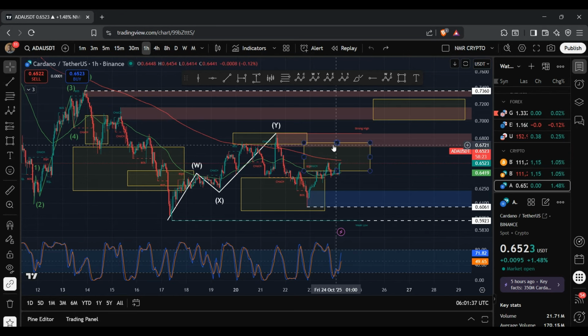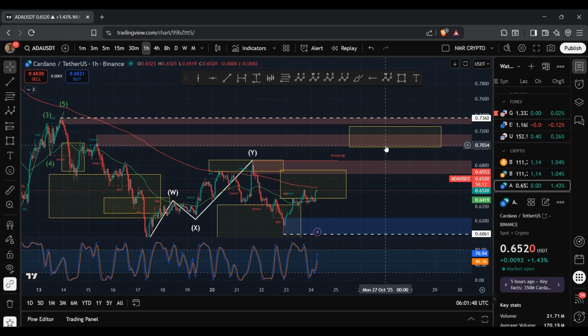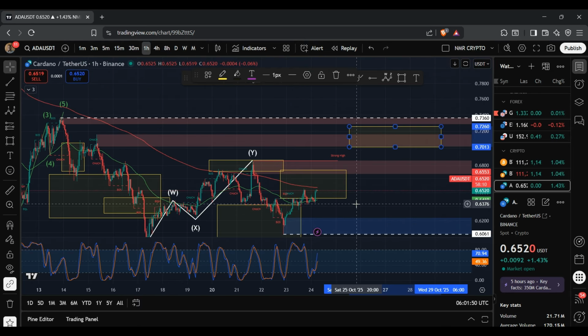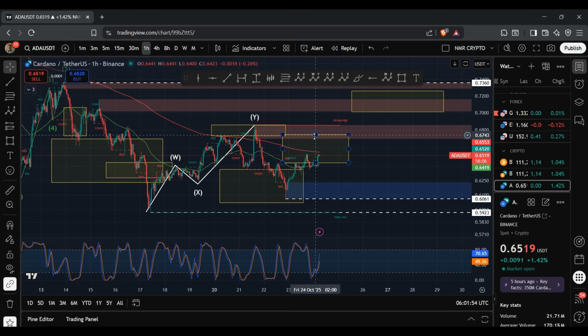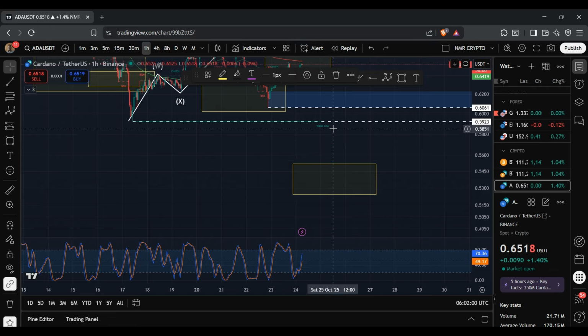So ADA's now tapped into this range that I set out previously, where I mentioned that this region is going to be key in determining whether or not we are bullish or bearish. So if ADA was to exceed this region, then this region here between 70 cents to 72 cents will be one to be keeping an eye on. And if we were to get rejected within this region, then this region here between 52 cents to 55 cents will be one to be keeping an eye on.